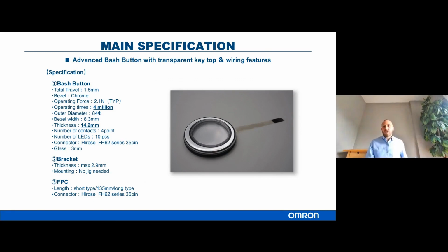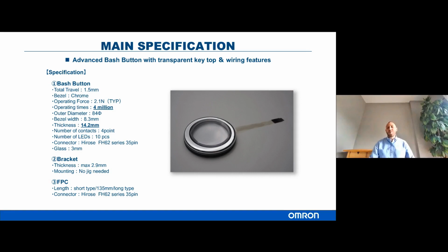Here's our main specification. The key highlights I want to point out are the total travel of 1.5 millimeters, the bezel material of chrome, the operating durability of 4 million cycles or more, and the total thickness of 14.2 millimeters, and that includes some of the mounting bracket that will be below the glass. So it's not 14.2 millimeters above the glass. The 14.2 millimeters includes the glass thickness and the piece of the bash button that is going to be below the glass to lock it in.